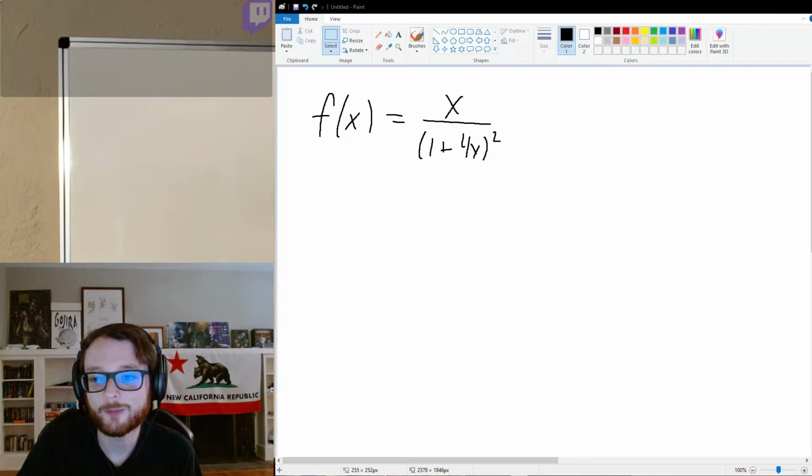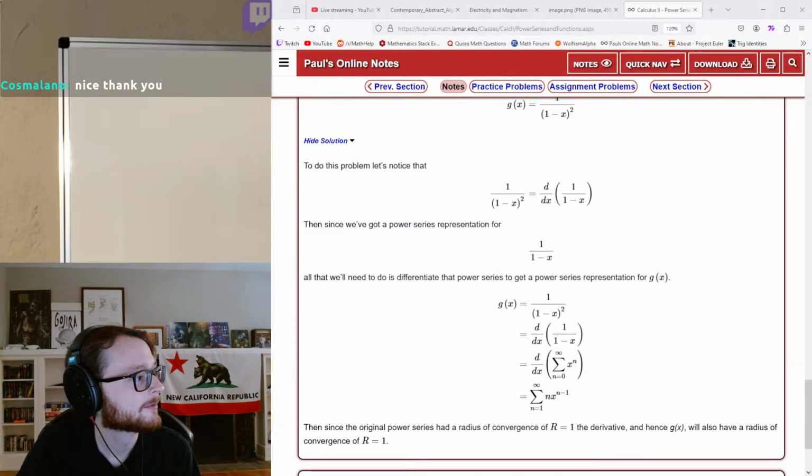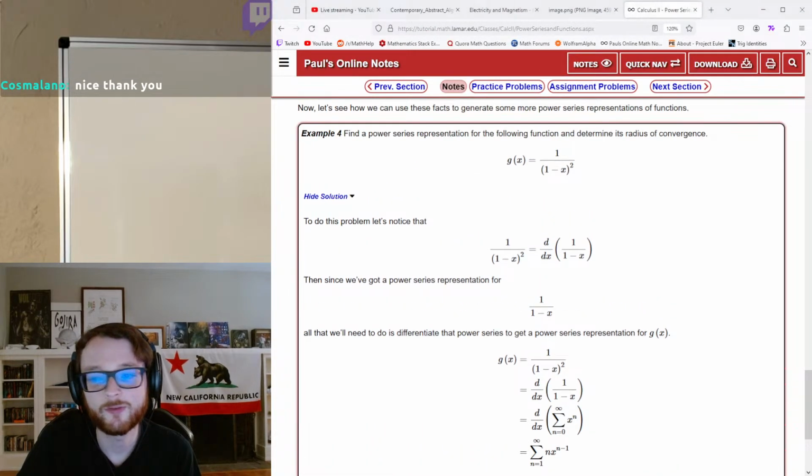Okay, so I'm looking at Paul's notes. We gotta pull out some tech here. I'm looking at the example from Paul's notes, which I think is more or less the situation that we have here. So partial fractions might help us.